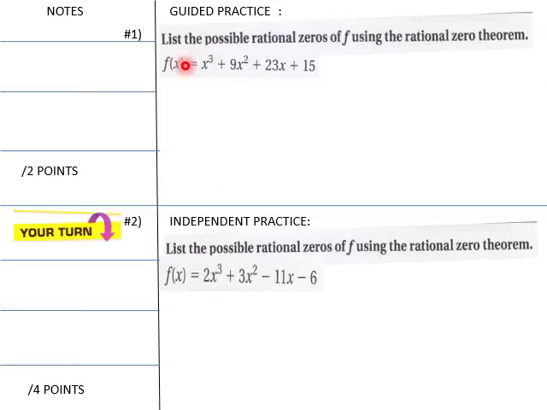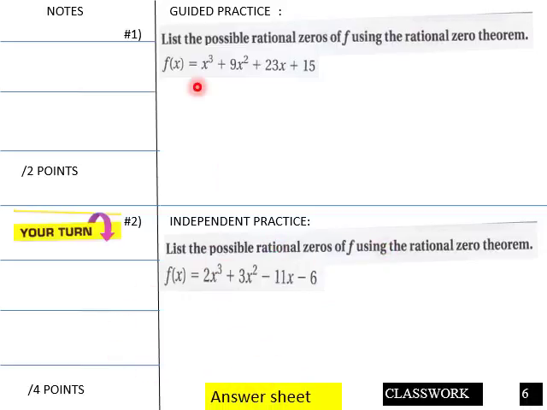Okay, let's try one on our own here. Let's find the possible rational zeros of this polynomial here, students. This one is on you. So pay attention, attach a sheet here. You'll probably need an attachment here.